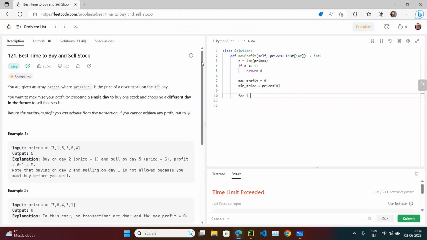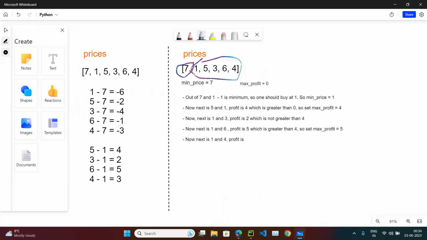Then we need to run a loop: for price in prices of 1 to the last, right? So what's the next element? I found the 1. Let me rub this out. The minimum price, I assume, is 7. Fine. Now I need to run the loop from here to the end. So I found the 1, right?